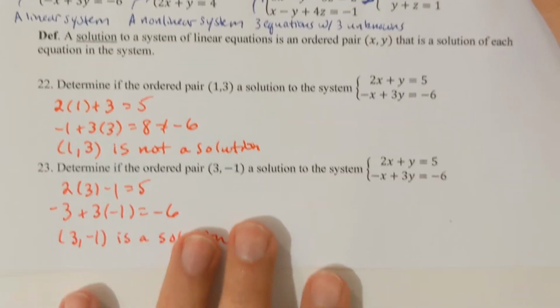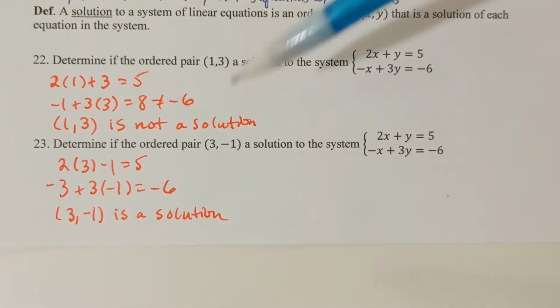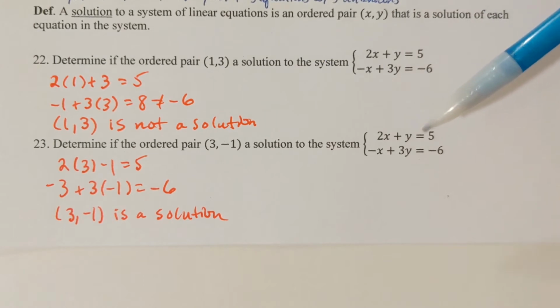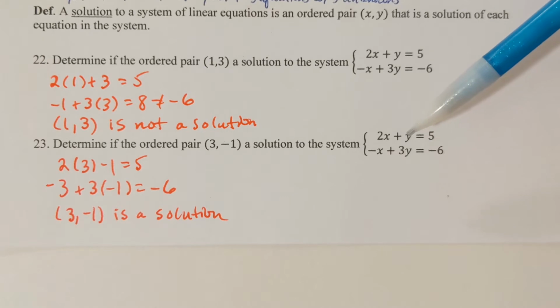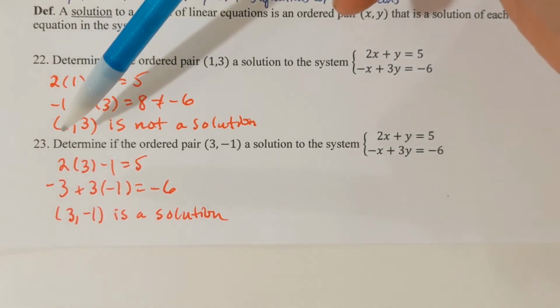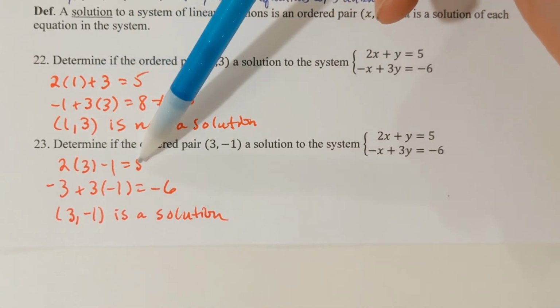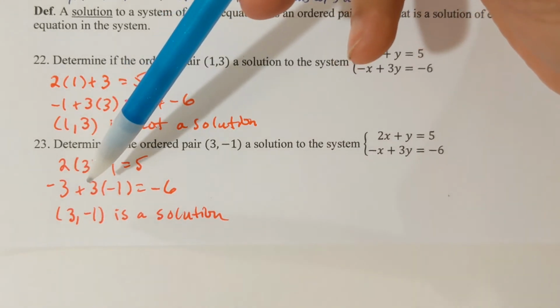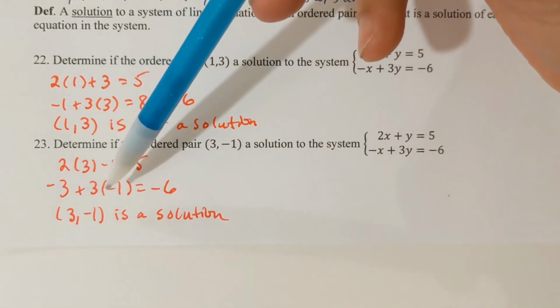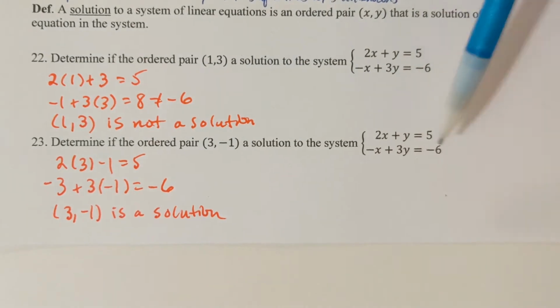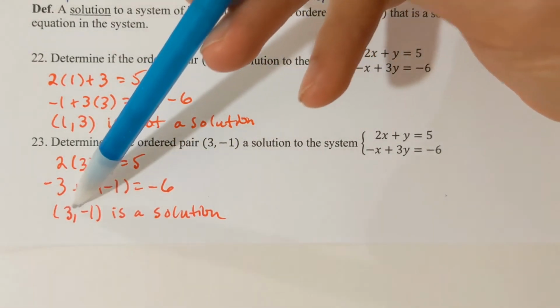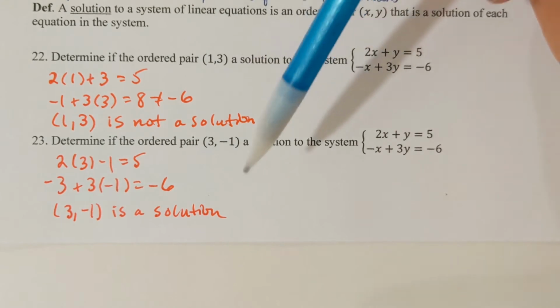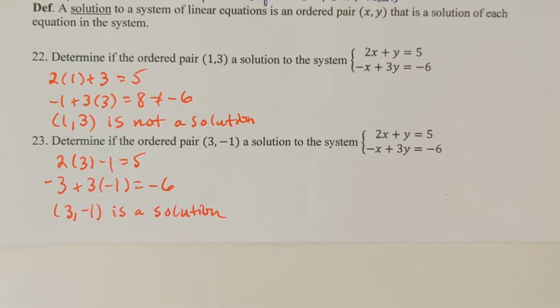If we take a look at problem 23, determine if the ordered pair 3, negative 1 is a solution to the system. Same deal, plug it in and see if the equations are satisfied. In the first one, if x is 3 and y is negative 1, 2 times 3 is 6, minus 1 is 5, that's true. And on the other one, negative 3 plus 3 times negative 1, negative 3 minus 3 is negative 6, that's true. So x equals 3, y equals negative 1 would be the solution to that system.